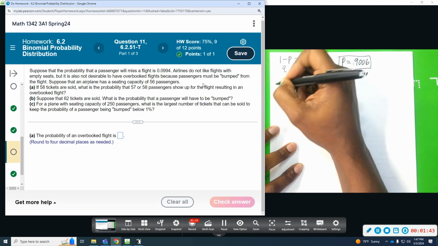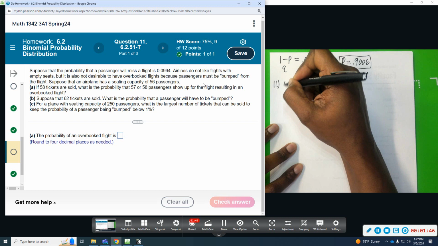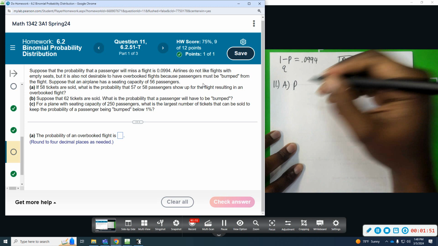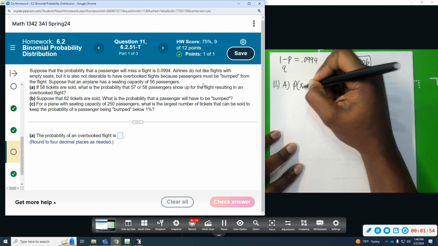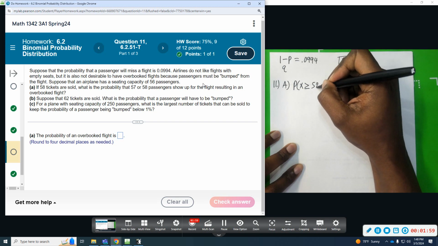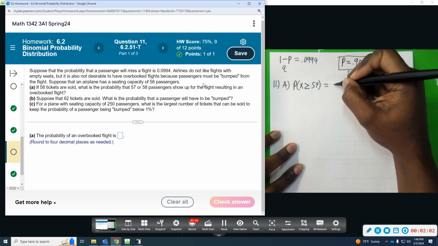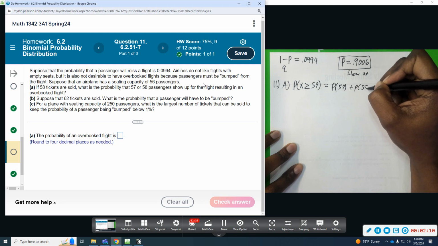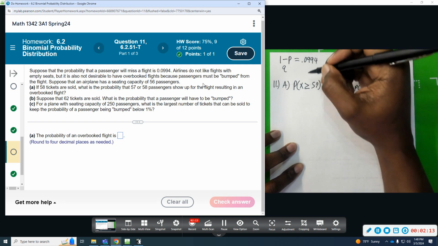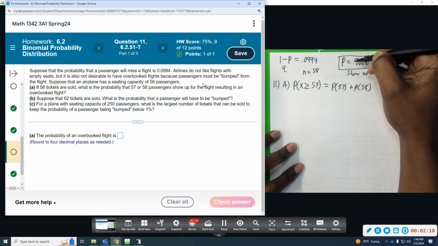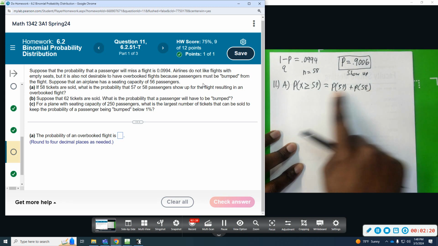0.9006. Part A wants to know what is the chance that greater than 56 show up. So I'm going to say probability that X is greater than, let's just say greater than or equal to 57. So I want to know 57 or more, which means 57 or 58. Okay, so for this, all we need to do is let N be the number that we sold, which is 58, and our probability of success is P, and we want to know greater than or equal to 57.